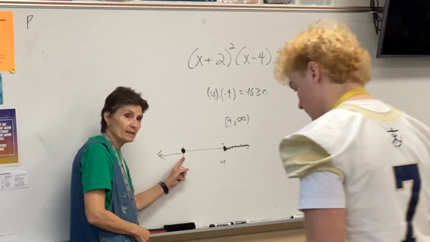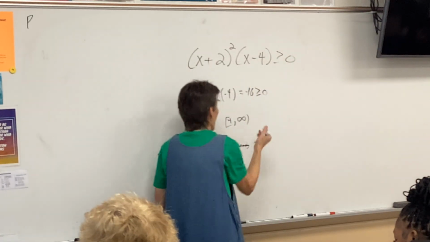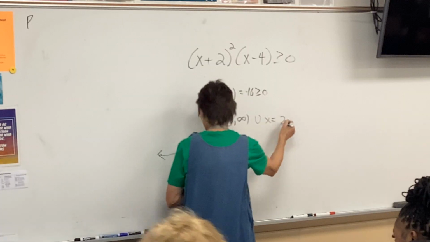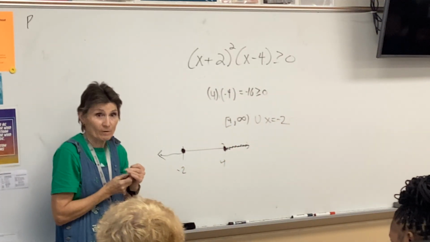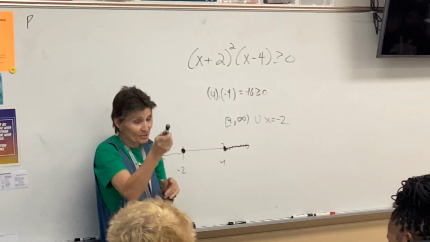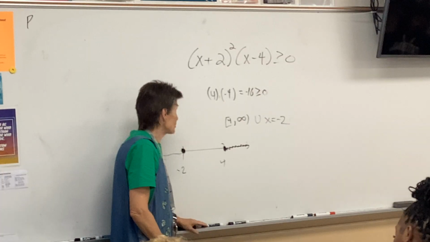He's actually colored in, isn't he? So your answer would be that, or just plain old x equals -2. That dot is part of your answer. That's a trick. That is tricky. I didn't know it would happen, but yeah, that is tricky. Good work.